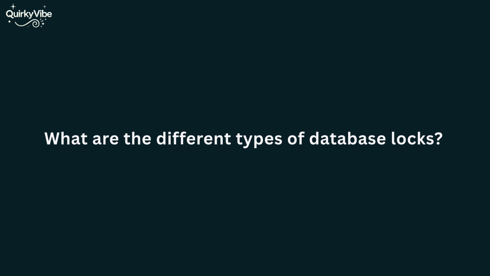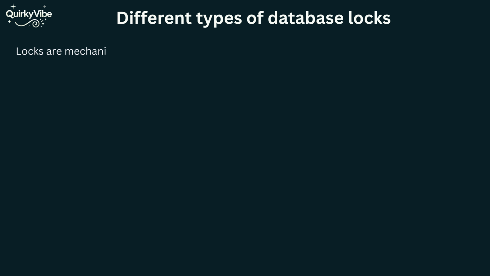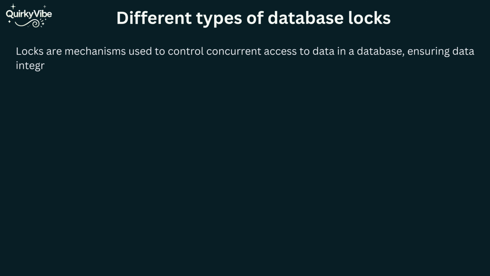What are the different types of database locks? Locks are mechanisms used to control concurrent access to data in a database, ensuring data integrity and consistency. Here are the main types of database locks.